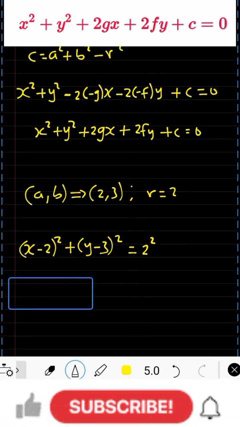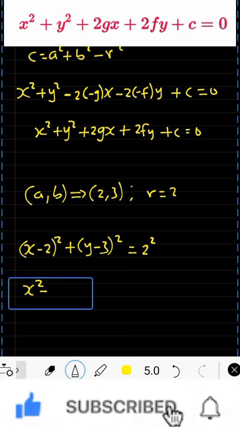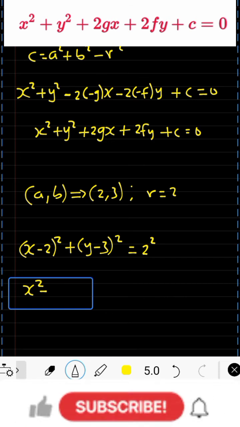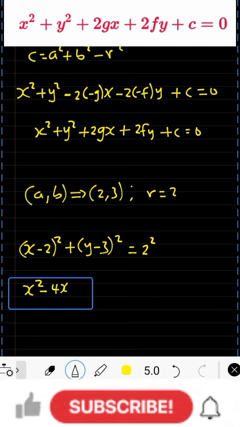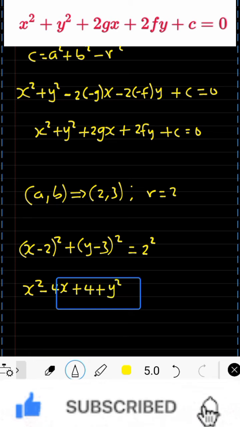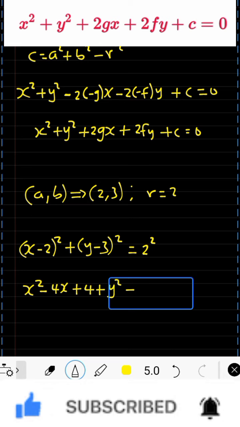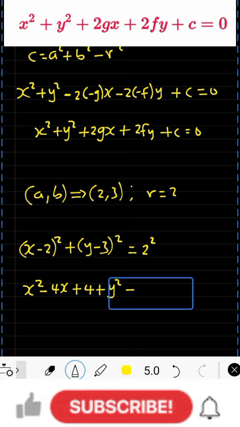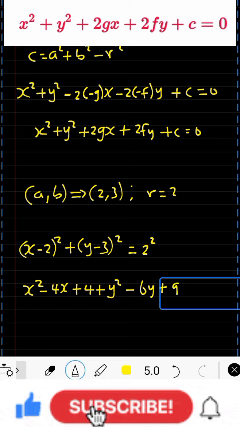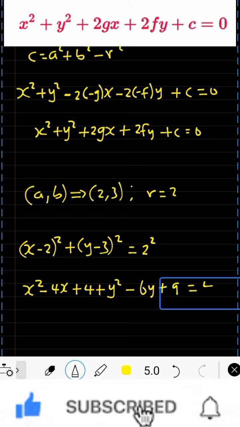So let's expand this. We are going to have the first term squared, x squared, minus twice the product of the first and the second term, that is 2 times x times 2, we have minus 4x, then plus the second term squared, which is 4. Then we have plus the first term squared, y squared, then minus twice the product of the first and the second term, 6y, then plus the second term squared, 9, is equal to 2 squared, which is 4.